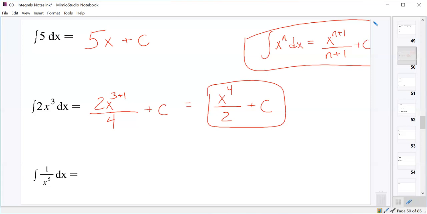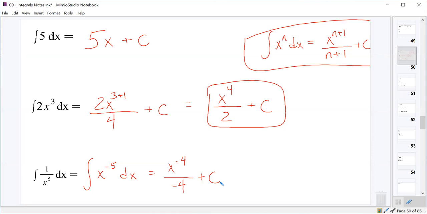Anything that can be written as a power of x to the n, well, almost anything, we'll see some later on where that doesn't work, but almost anything that can be written as x to the n, you can use that rule. So this can be written as x to the negative 5 dx. If I'm going to find the antiderivative of x to the negative 5, all I need to do is go up by 1. So be careful with that. Going up by 1 from x to the negative 5 will be x to the negative 4, and then we'll divide by that new power, negative 4. And don't forget your plus c.